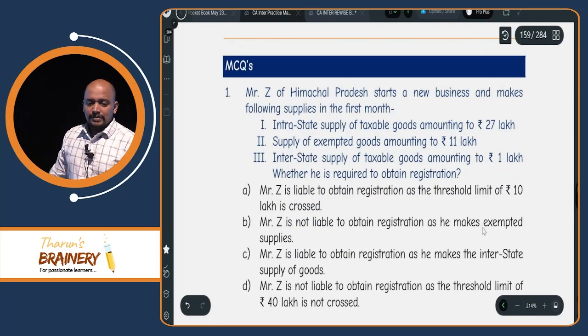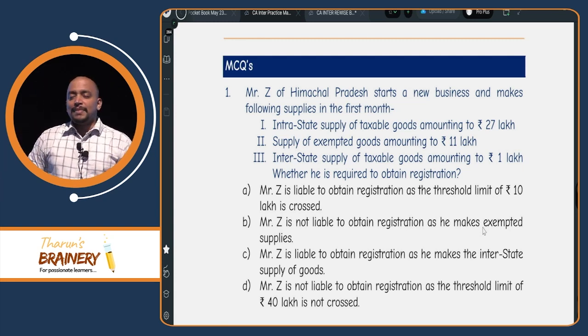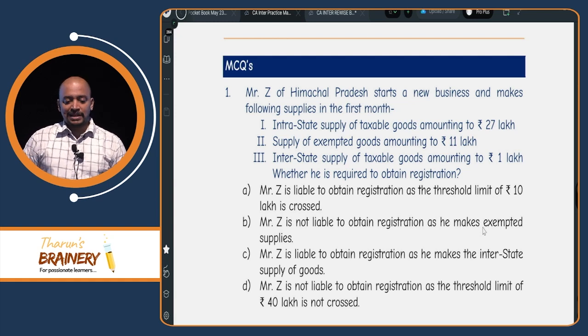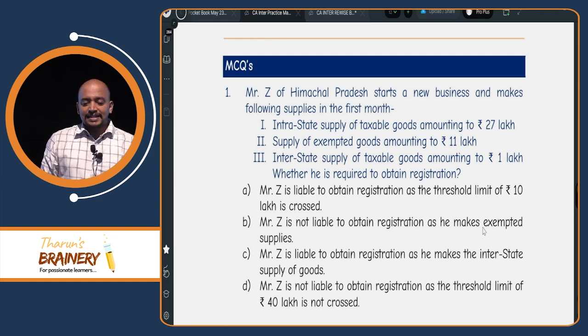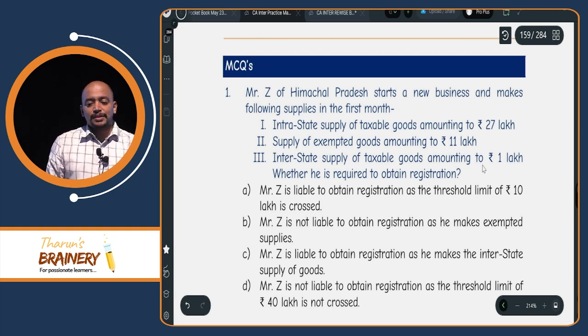First MCQ. Mr. Z of Himachal Pradesh starts a new business and makes the following supplies in the first month. Intrastate supply of taxable goods amounting to 27 lakhs. Supply of exempted goods amounting to 11 lakhs. Interstate supply of taxable goods amounting to 1 lakh. Whether he is required to obtain registration.